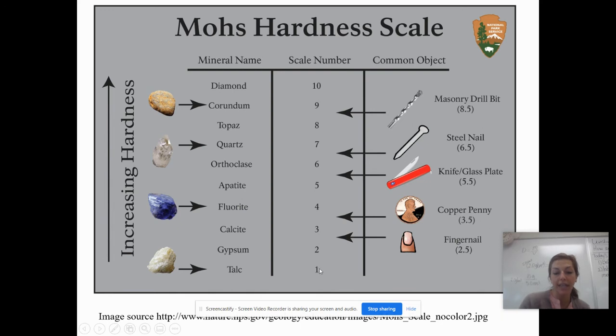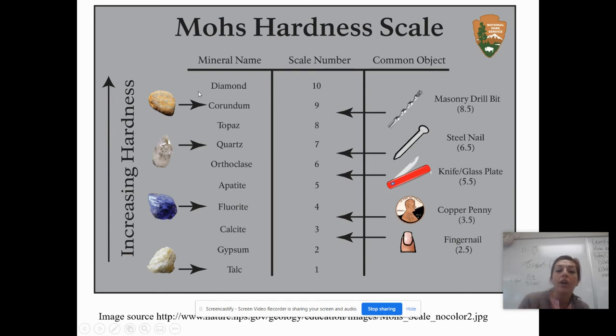So if we look at the scale, at the bottom is talc, which is a 1. Okay, that means it is soft. It's not very hard. If we look at the common objects over here, this common object shows us that gypsum and calcite are going to be about as hard as your fingernail. So gypsum and calcite are pretty soft, which is why they are a 2 or 3. As the scale goes up, these minerals get harder.